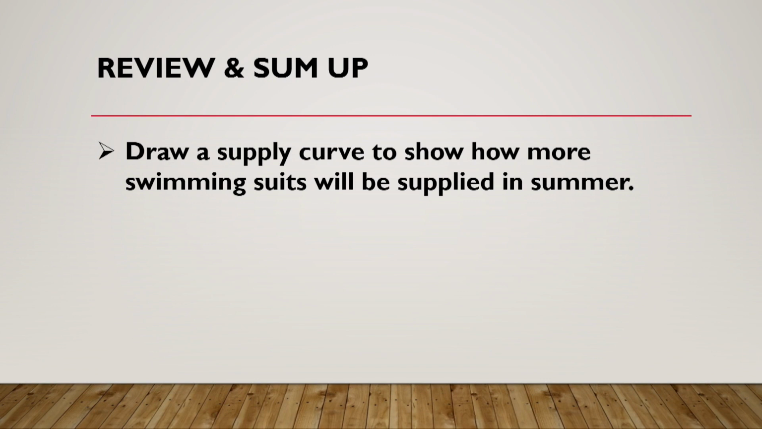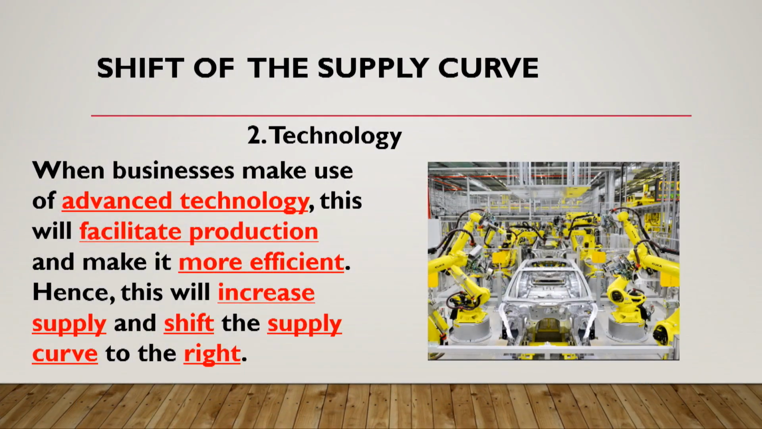Review and sum up. Draw a supply curve to show how more swimming suits will be supplied in summer. Technology. When businesses make use of advanced technology, this will facilitate production and make it more efficient. Hence, this will increase supply and shift the supply curve to the right.